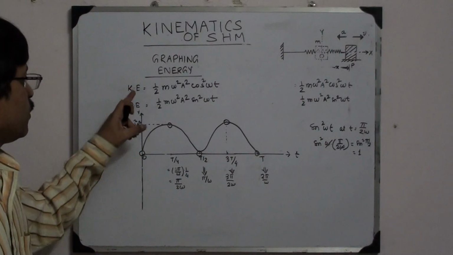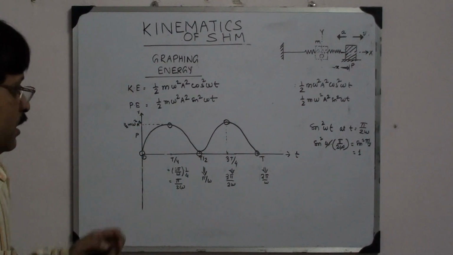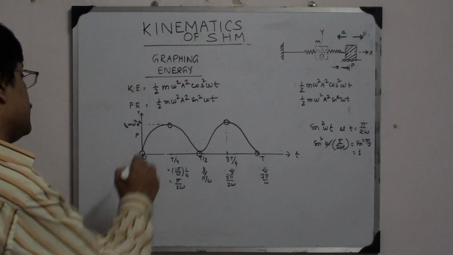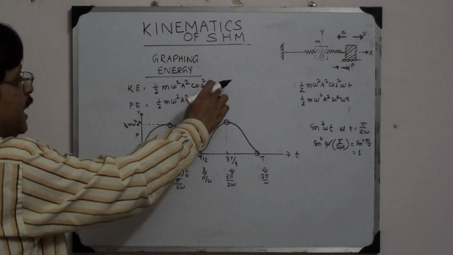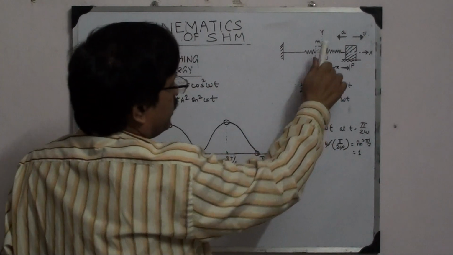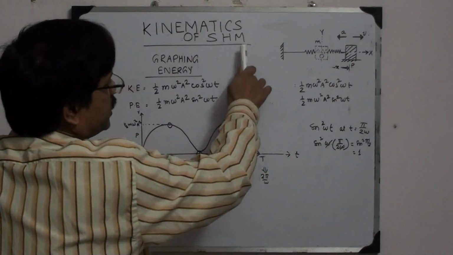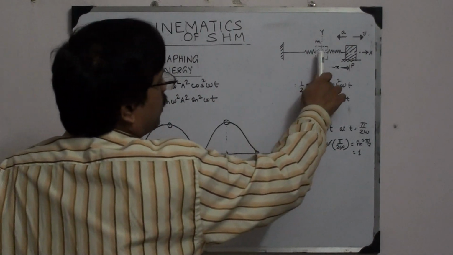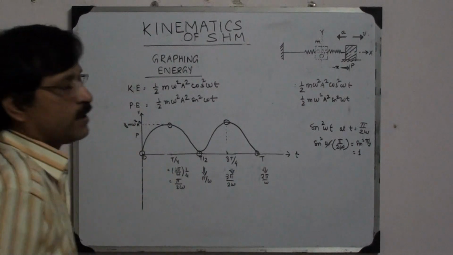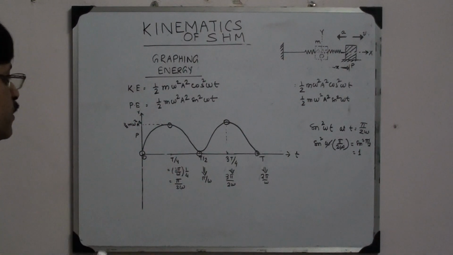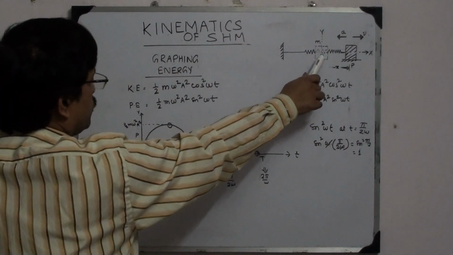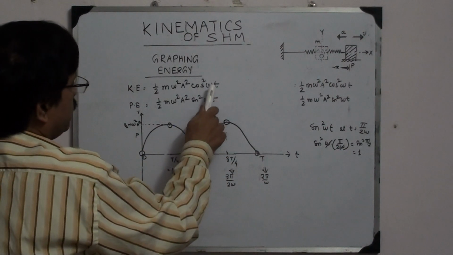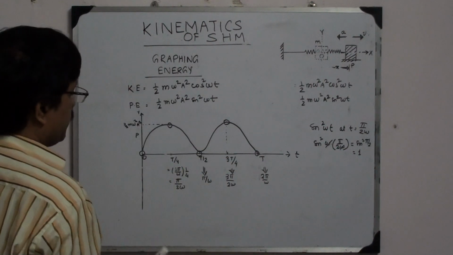Now, what about the kinetic energy? If we plot the kinetic energy here, what do we get? At t is equal to 0, the body is either rushing past toward the left or shooting past toward the right with the maximum velocity. So at t is equal to 0, you will find that the kinetic energy is maximum.